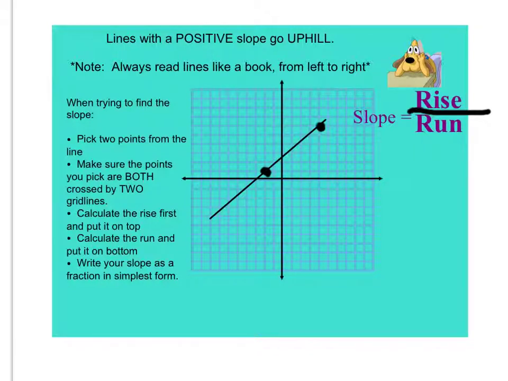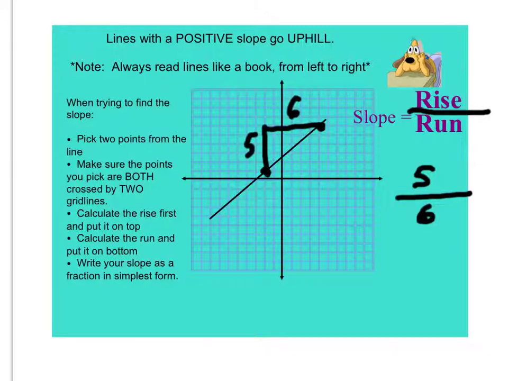Well, I've got to go up 1, 2, 3, 4, 5. So my rise is 5. And it's positive because I'm going up. If I go up, it's a positive rise. Then I'm going to calculate the run. That's always how do I go to the right. That's always going to be a positive number because to the right is positive. And I'm going to go 1, 2, 3, 4, 5, 6 to the right.